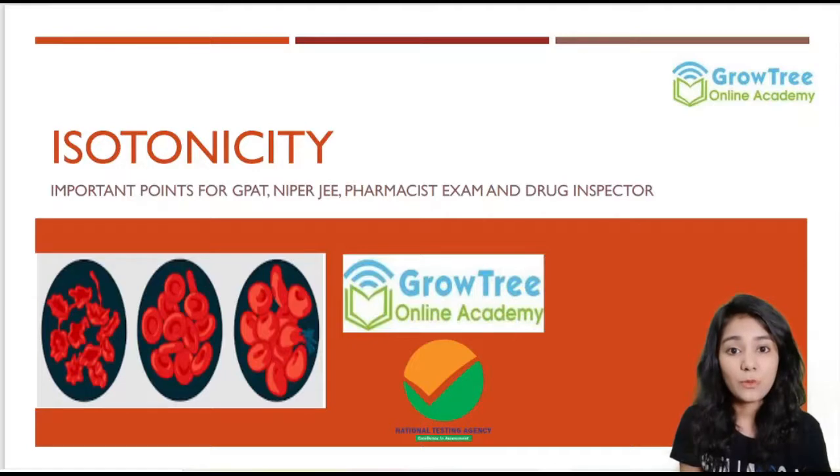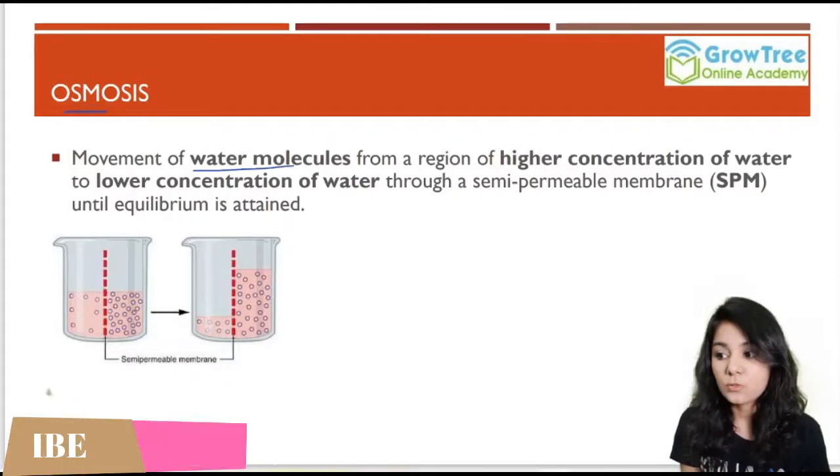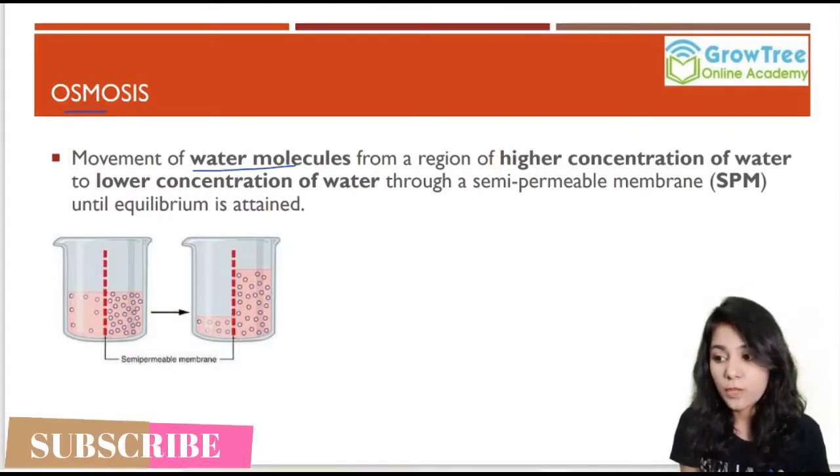In this video, we are going to discuss some concepts related to isotonicity. Before proceeding to isotonicity, we should first know the meaning of osmosis. Osmosis is nothing but the movement of water molecules from a region of higher concentration of water to a region of lower concentration of water through a semi-permeable membrane until equilibrium is attained.